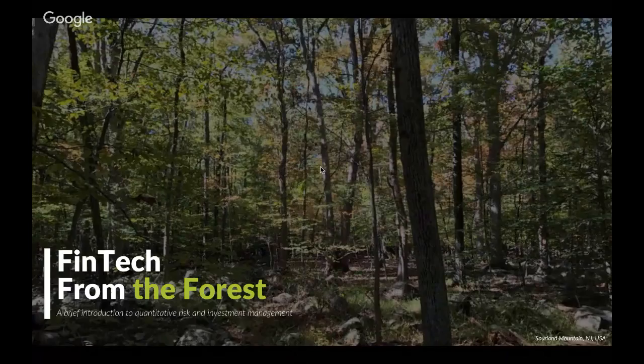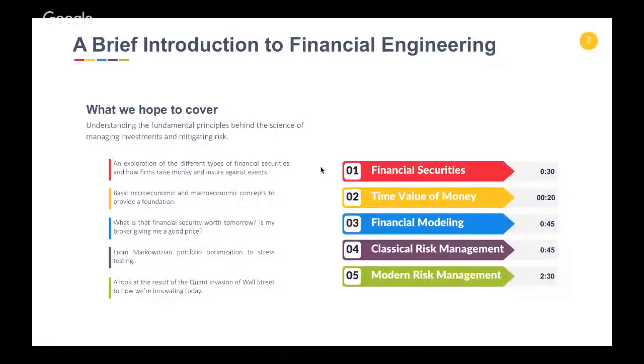All right, so this is actually a picture of what you guys are seeing behind me. I'm in New Jersey in what's known as the Sourland Mountain region, one of the last great forests outside of New York City. So this particular talk, we'd like to cover financial securities.